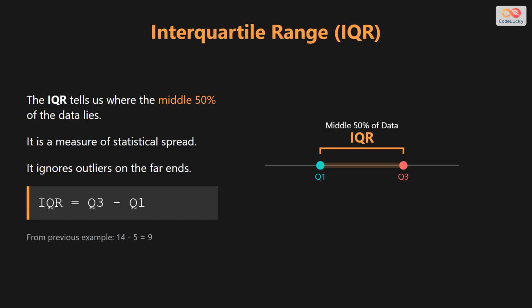A very useful measure derived from quartiles is the Interquartile Range, or IQR. By subtracting Q1 from Q3, you find the range of the middle 50% of your data. This is great for understanding the spread without being affected by extreme outliers.